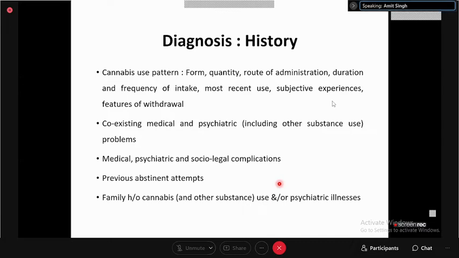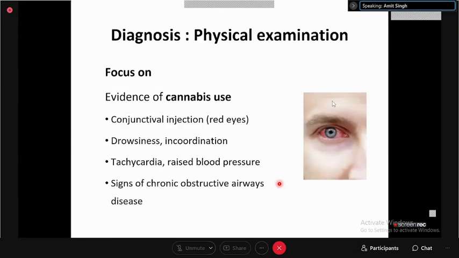Then the family history of cannabis or other substance use, or presence or absence of other psychiatric illnesses, is also important. Coming to the physical examination, a detailed physical examination needs to be done. However, when a person who is consuming cannabis comes to you, you might not be able to find a lot of physical features in those individuals.